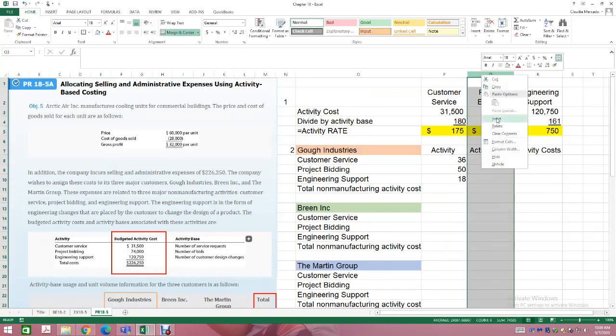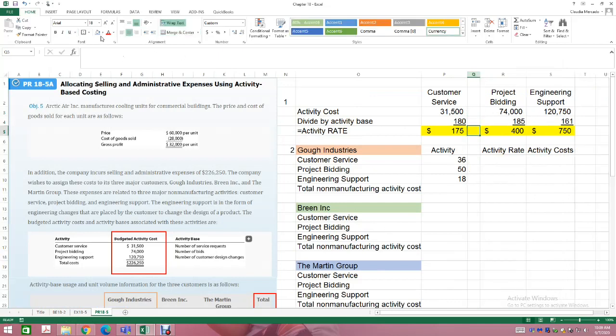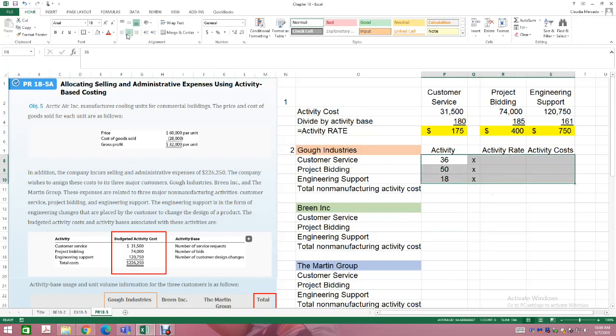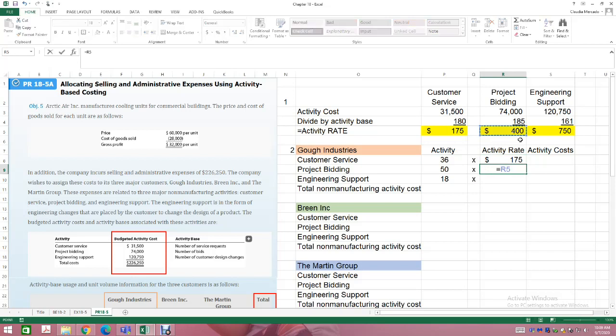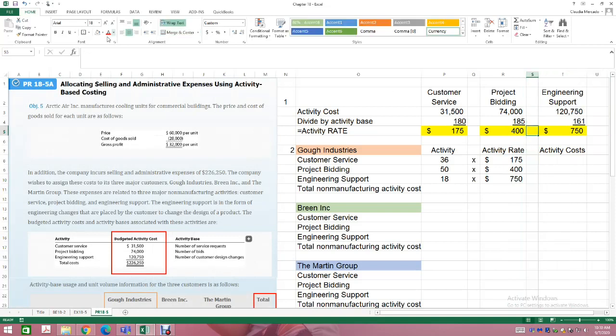Let me insert a little row right here. I'm going to multiply that by my activity rate. My activity rate for customer service is 175, for project bidding is 400, and for engineering support is 750. Then I'm going to insert another row, that way we have it nicely formatted and you can see what I'm doing.